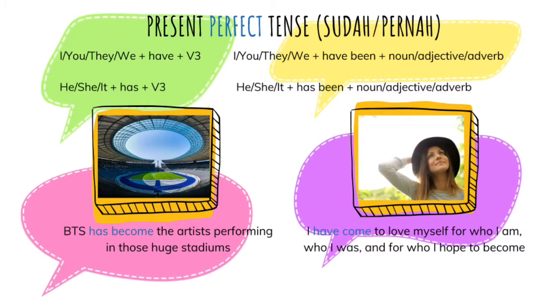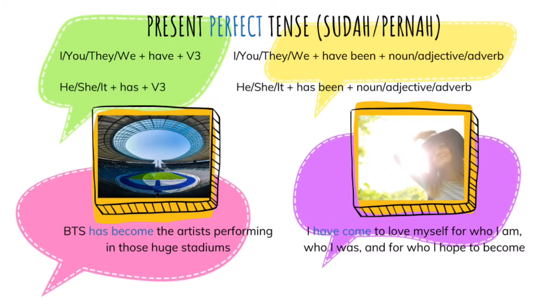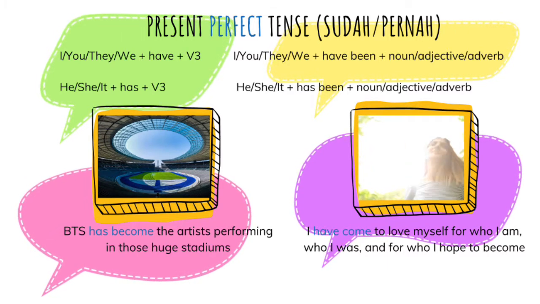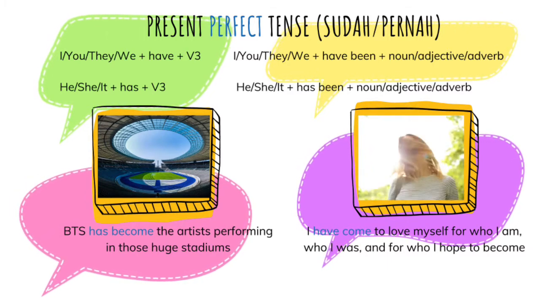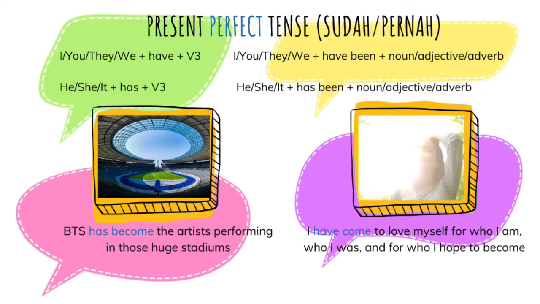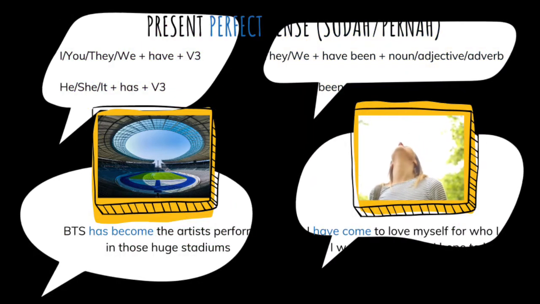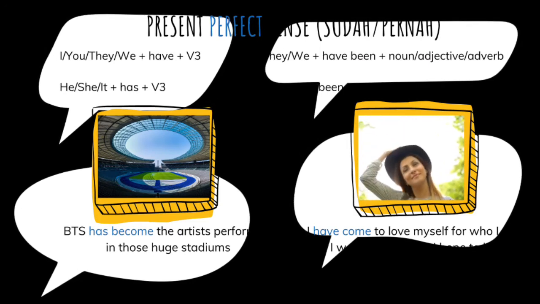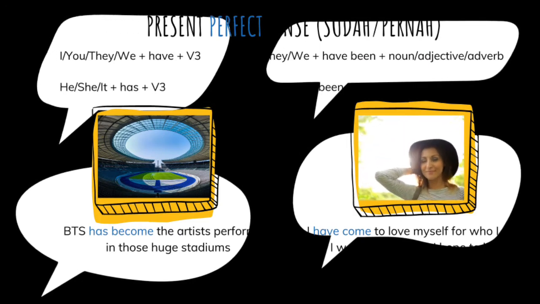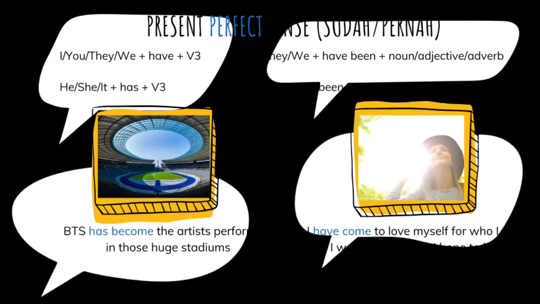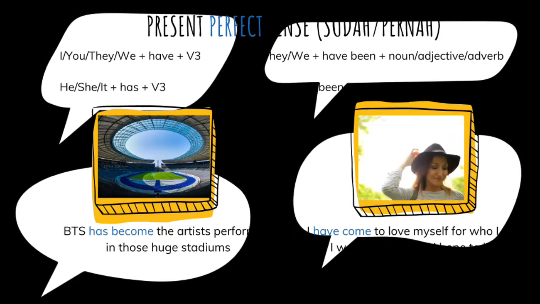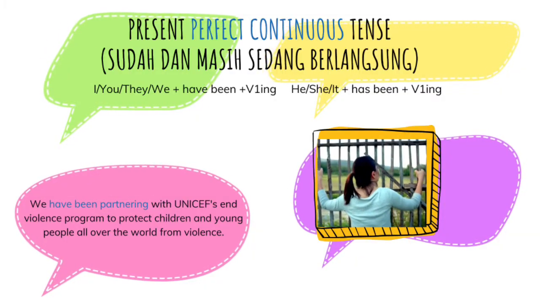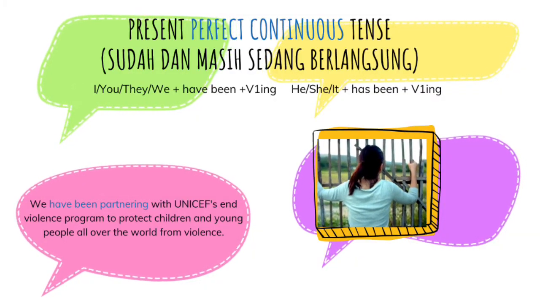And this is the example of present perfect tense. Artinya sudah atau pernah atau belum pernah. Okay, so look at the pattern. We have has or have followed by verb 3. So for example, I have come to love myself. We have subject I followed by have and then plus verb 3.